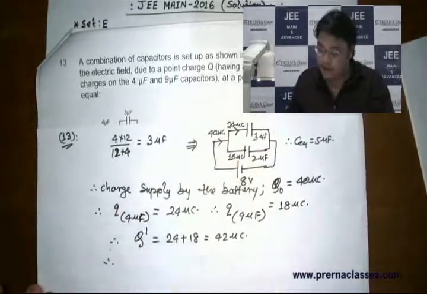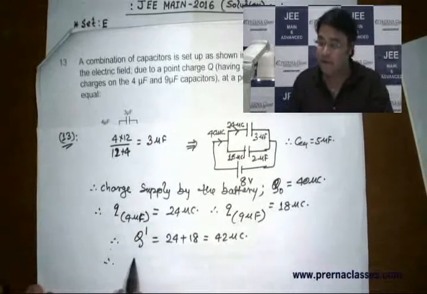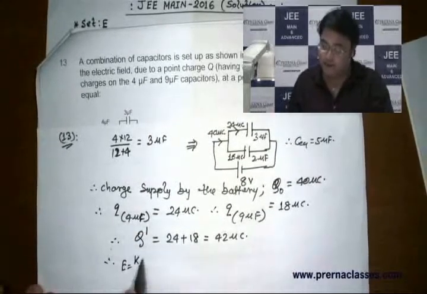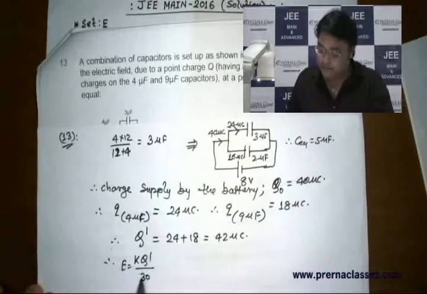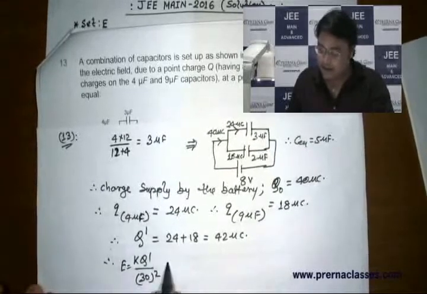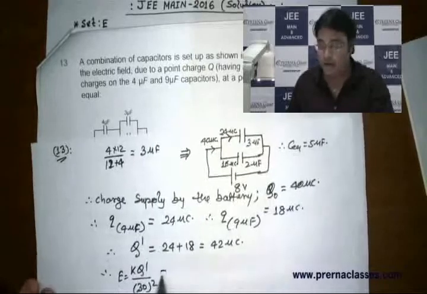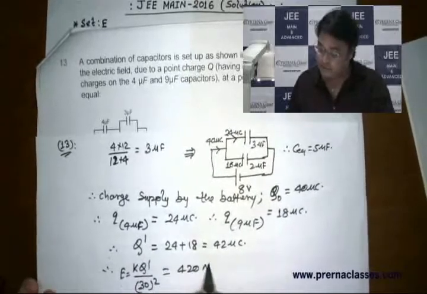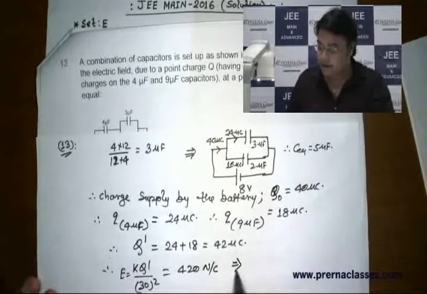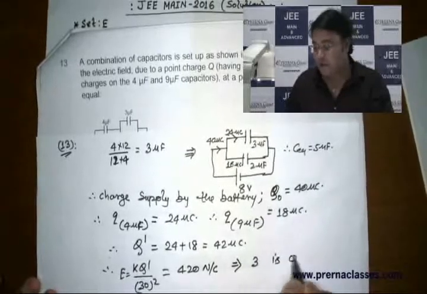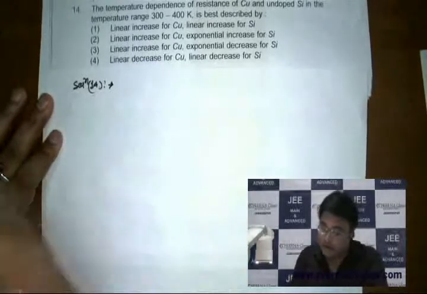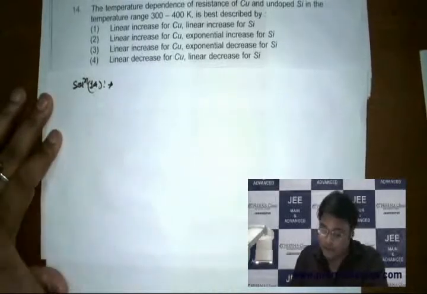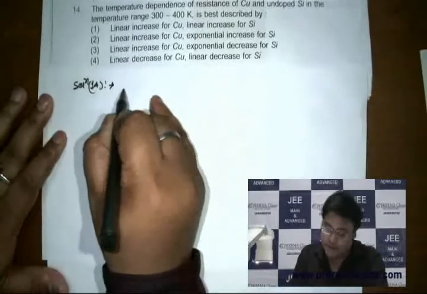Clear? So the electric field at a distance 30 meter from this charge is K Q dash by 30 meter square. On solving it comes 420 Newton per coulomb. So option 3 is correct. Okay. Okay, next is based on magnetic field. That means set up 16.